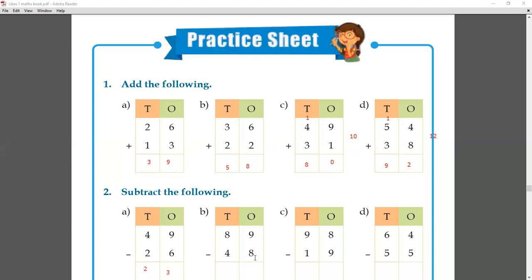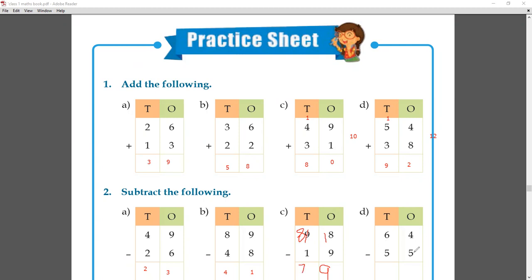Next, 9 minus 8. 1. Yes, good. Now 8 minus 4. 4. Very good. Now next is 8 minus 9. Can we subtract? No. That's why we borrow one from 9. It's 18. 18 minus 9 is equal to 9. Okay, and what comes before 9? 8. So 8 minus 1, take your 8 fingers, put down your 1 finger. How many fingers are left? 7. So we write 7 here.